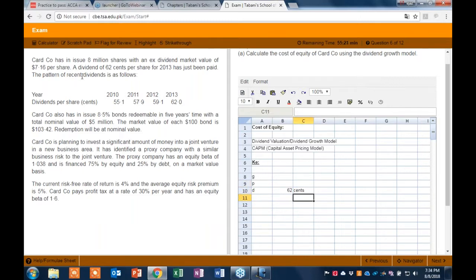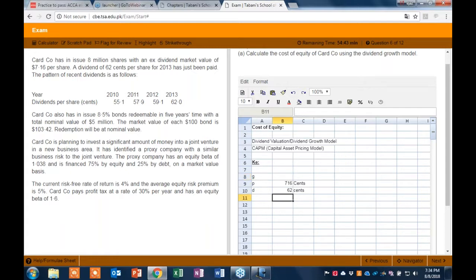Then, do we have any price? Yes, we have an ex-dividend market value of 7.16 per share. So here we go, we have a price as well. Since the dividend has been written in cents, we are supposed to write the price in cents as well. So 7.16 means 716 cents. Make sure that these two values are always either both in dollars or both in cents. We can't have one in dollars and the other in cents. So price is 716, dividend is 62 cents, and now we need to find out the growth.